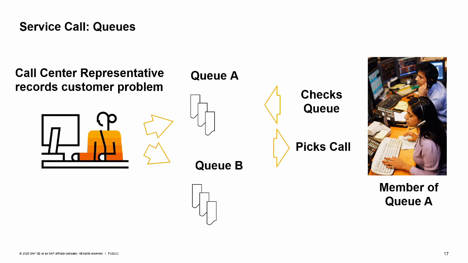The members of the queue regularly check the queue by using the menu path Service, Reports, Service Calls by Queue. A member of the queue can assign any of the service calls to himself and work on it. Every user can see all service calls that are assigned to him in the service reports called My Service Calls, or My Open Service Calls, or My Overdue Service Calls.